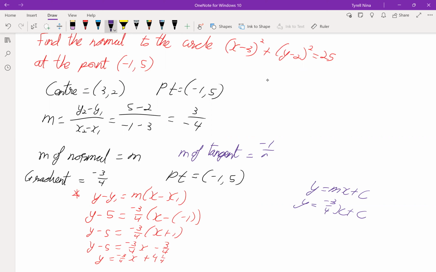would be -1/m. So in this case, it would be 4/3. And you do the same process just with the 4/3 gradient. You understand now? So what you do, if they ask for the tangent, use the tangent gradient, which is -1/m. And you do the same process, right? If they ask for the normal, you use the normal gradient. It's the same process you're doing, it's just the gradient that changes. So hopefully that makes sense.